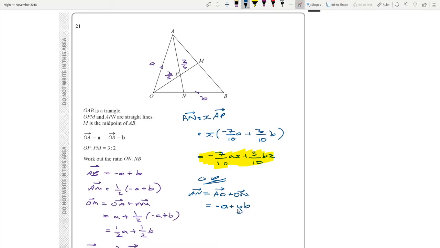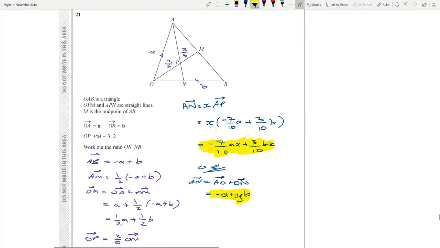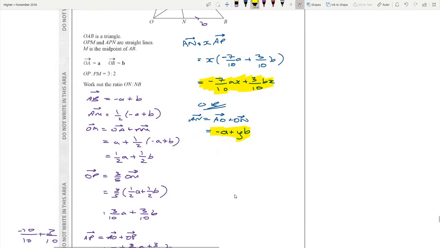Okay, so we know that the full vector O to B is b. So O to N is some fraction of b. Now, basically what we've just done is represent the vector AN in two different ways, and they both must be equal. So this one here has to be equal to this one here. We've got two vectors for AN. Now let's compare them both separately.